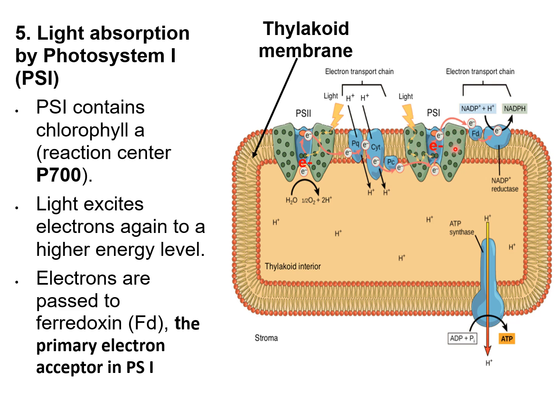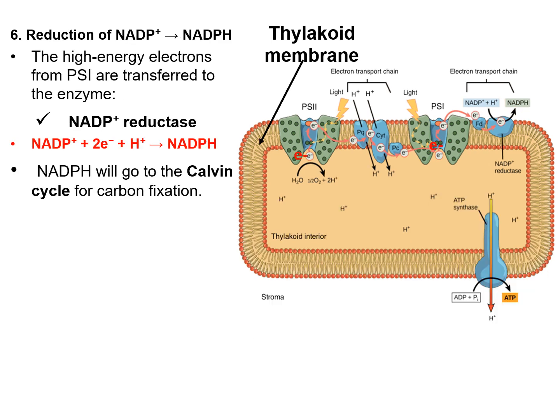Now let us see the electron movement from photosystem 1, and let us see what is the source of electron that can replace the electron which is lost from photosystem 1. Here it is. This electron leaves, but it is replaced by an electron that comes from photosystem 2. The sixth step of light-dependent reaction is reduction of NADP+ to NADPH.